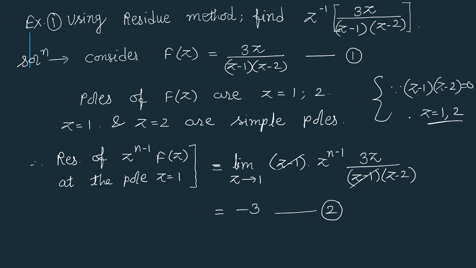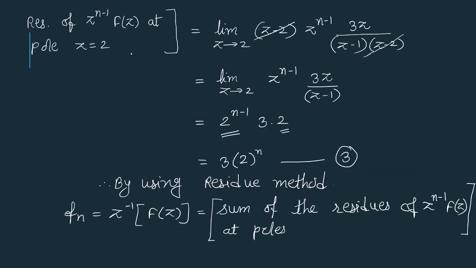All the poles lie inside the closed curve C, therefore we consider z equal to 1 and 2 as simple poles, that is, of order 1 only. Therefore, we apply the first formula for finding residue. Residue of z to the power n minus 1 capital F of z at z equal to 1: limit z tends to a, here 1, z minus a, z to the power n minus 1 into F of z. Here z minus 1 gets cancelled. Now substitute the limit z tends to 1, we get its value minus 3, which gives equation number 2.